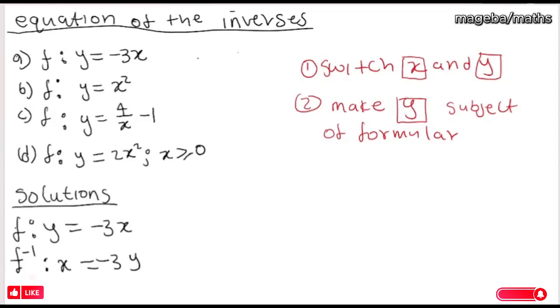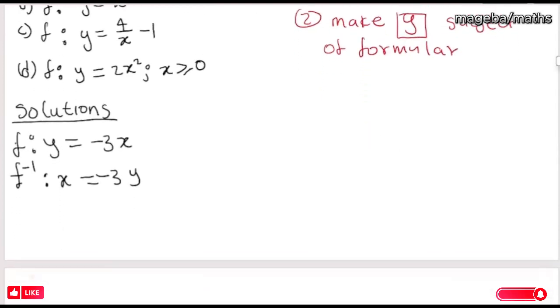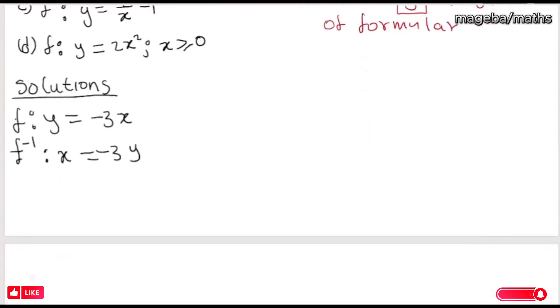Then from there we've already started to do our inverse. Then from here we need to make y the subject of the formula. How do we make y the subject of the formula? From here we're going to divide by -3, we divide by -3, and then y is going to be equal to x over -3, and this is our inverse of the formula. I hope we understand that.